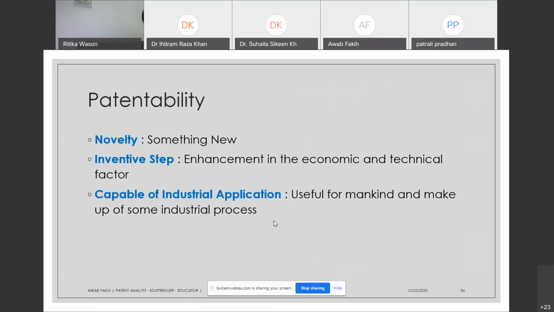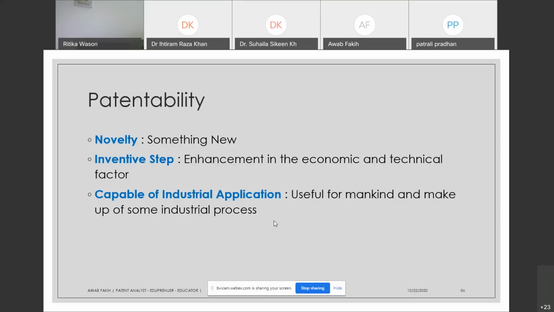Because maximum of the people have this kind of query: how do we judge on our own, for example, how should me and my mentor, or me and my colleague, decide whether my product is patentable or not? How should we judge before filing, right? According to the Indian Patent Law 1970, these are the three clauses which we have to satisfy.